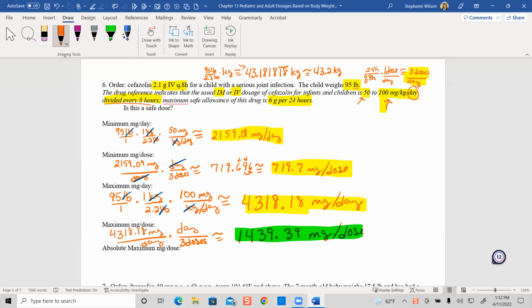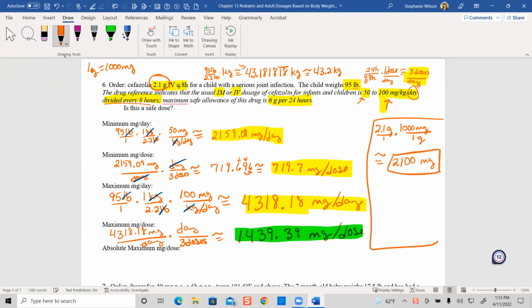All right. So if we want to know if the order is safe, is it safe? Well, this is in 2.1 grams. We're in milligrams. I know that for every 1 gram, it's 1,000 milligrams. So I'm going to come over here and do it right here. So 2.1 grams over 1 times that 1,000 milligrams over 1 gram. So 2.1, and there's a shortcut. You could just move the decimal the number of zeros. So I have 2,100 milligrams is what was ordered for this patient.